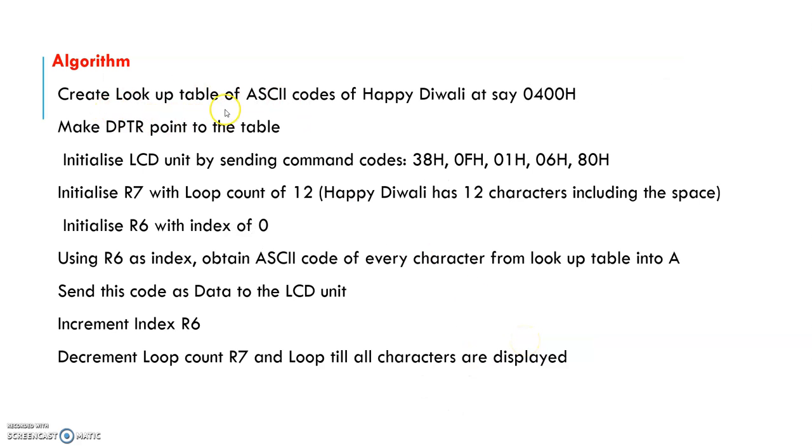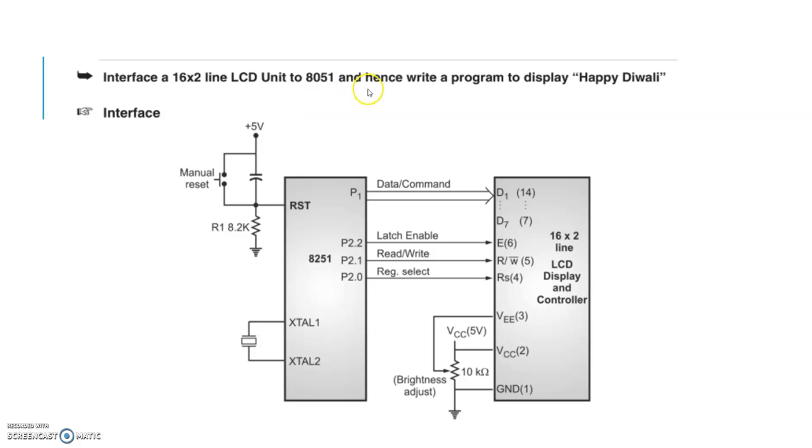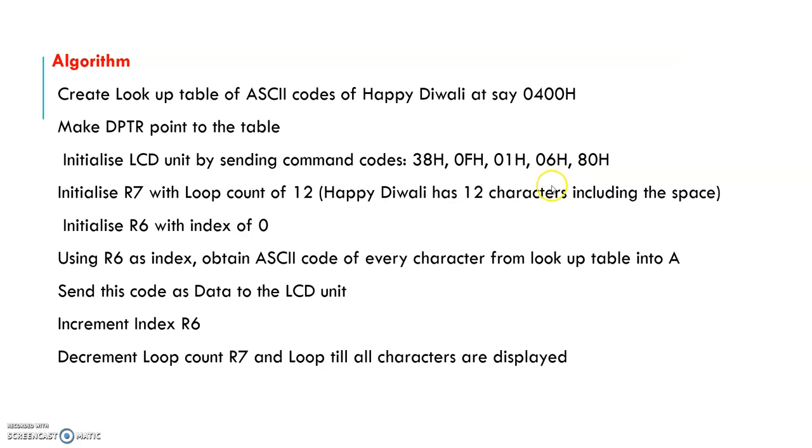So the algorithm: create a lookup table of the ASCII codes of Happy Diwali at 400 hex. Here we are going to use the 8051, hence write a program to display Happy Diwali. You need to display Happy Diwali on the LCD screen, so you need to create a lookup table for the codes of Happy Diwali, including the space. Make DPTR point to the starting address of the lookup table. The data is entered into the lookup table starting from address 400 hex, so initialize DPTR to that location.